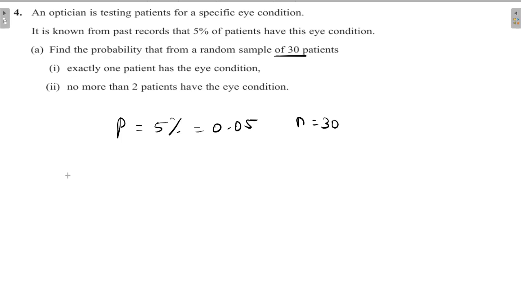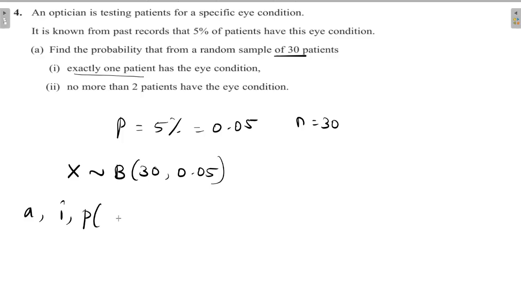exactly one patient. So consider the distribution is binomially distributed, B(30, 0.05), because n equal to 30. The first part of the answer is exactly one patient has the eye condition. Exactly one patient. So probability of X equal to 1.